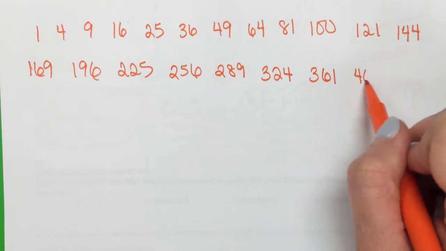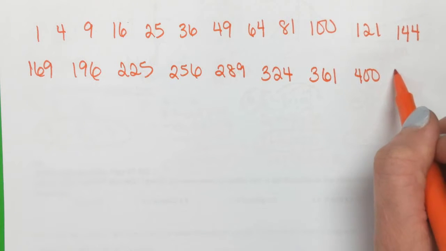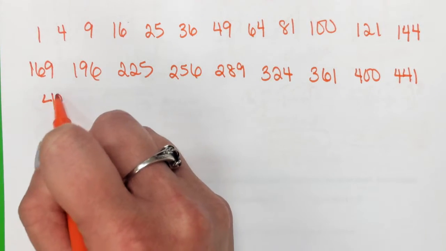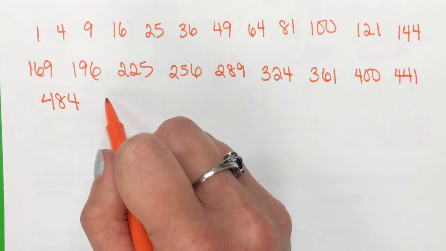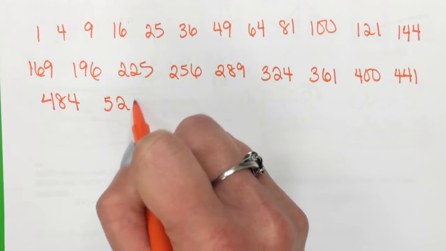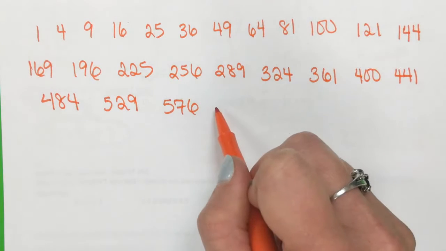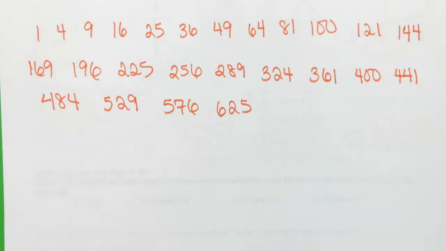All right, next one, 17, 289, 18, 324, 19, 361, 20, 400, 21, 441, 22, 484, 23, 529, 24, 576, 25, 625. Yo, we're actually going to 25. We are going to 25, yes.